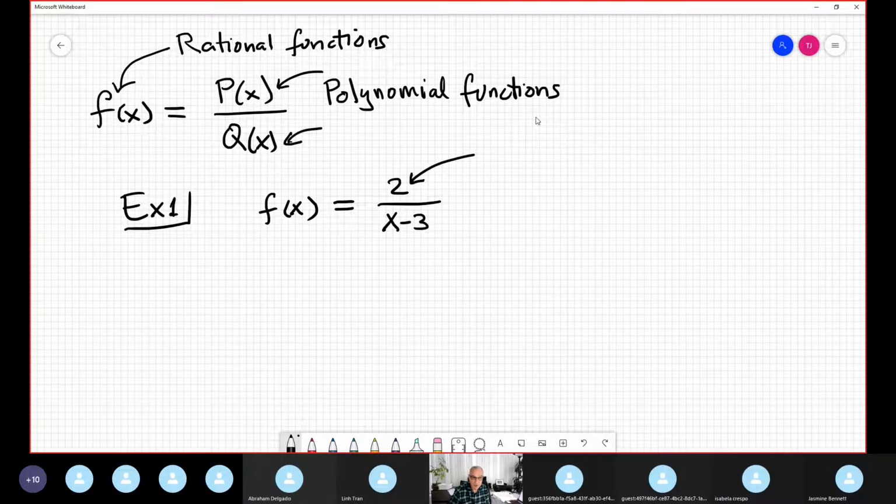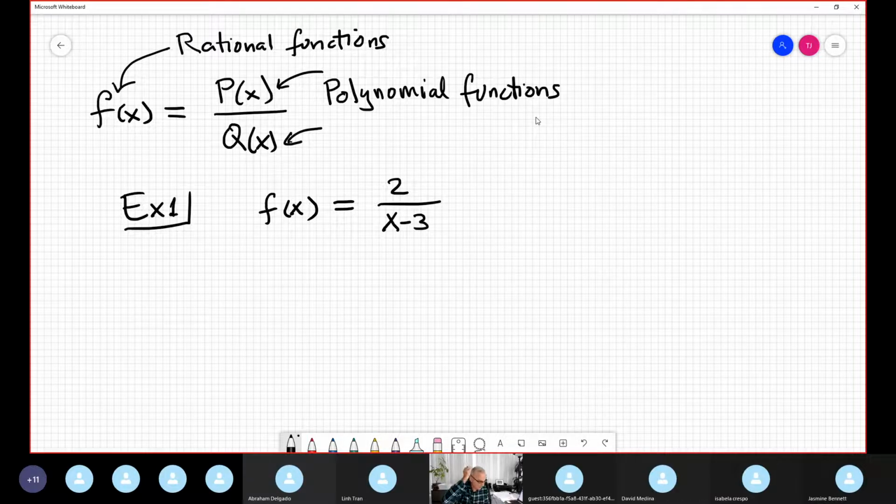2 has no x, therefore the degree of this polynomial is 0. And x minus 3, the exponent is 1, so the degree is obviously 1. Okay? But I don't care about that part. The important part now is I try to do the graph of this function.